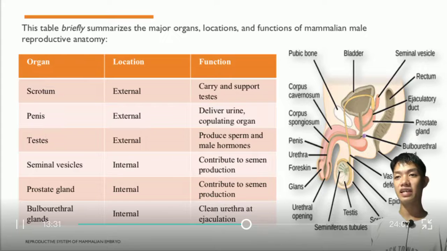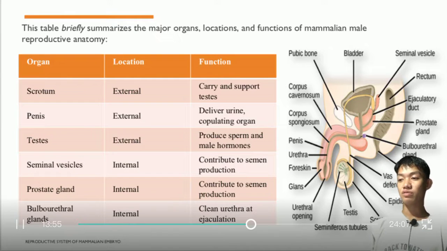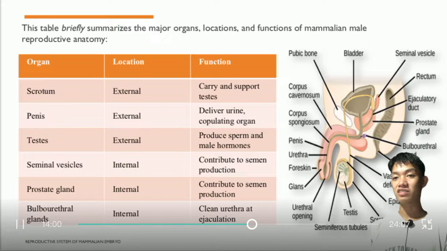The testis is located externally, and the main function is to produce sperm and male hormones. The seminal vesicles are located internally, and their main function is to contribute to semen production. The prostate gland is located internally, and its main function is to contribute to semen production. And lastly, the bulbourethral glands are located internally. Their main function is to clean the urethra before ejaculation.